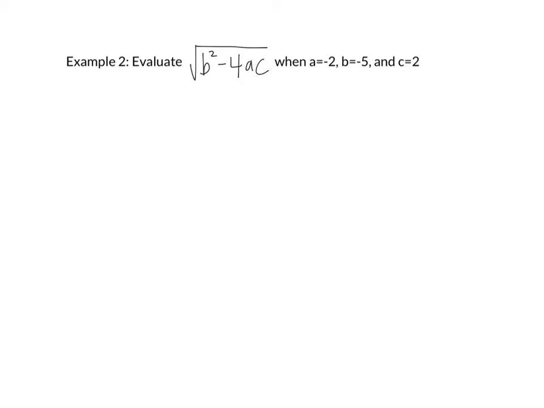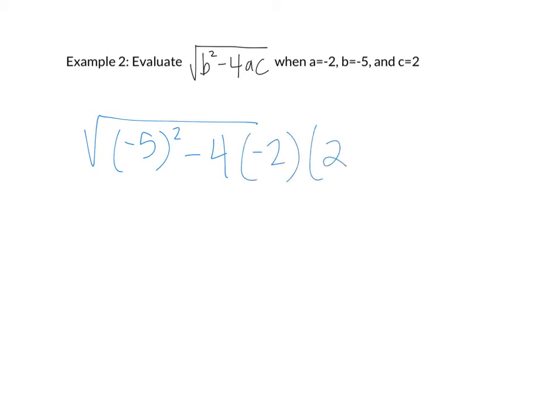So first thing I'm going to do is substitute. Since b is negative 5, I'm going to put that negative 5 within parentheses in for b. So we have square root of negative 5 squared minus 4 times a, parentheses again, negative 2 times c, which is 2. So for this, we're going to use PEMDAS inside. This whole radical is considered a grouping symbol, so we can do everything inside. Negative 5 squared is going to be negative 5 times negative 5, which is 25. Then we have 4 times negative 2, negative 4 times negative 2, which is positive 8, times 2, which is positive 16.